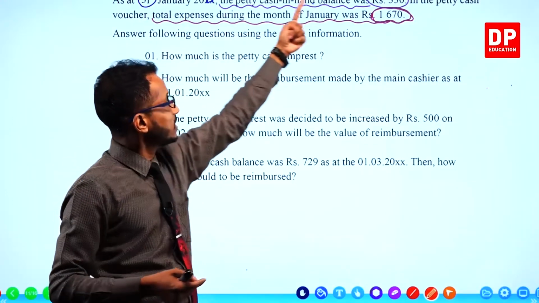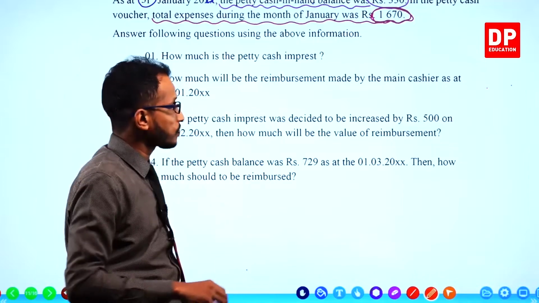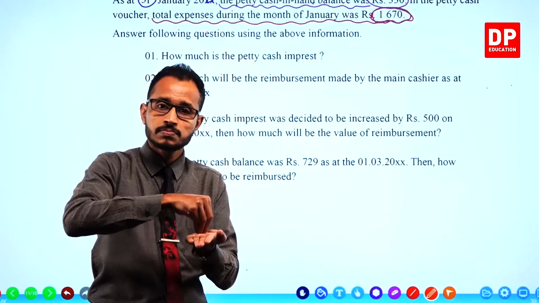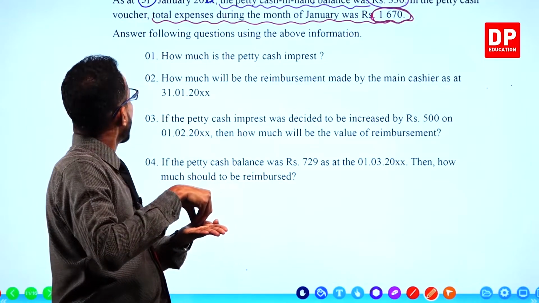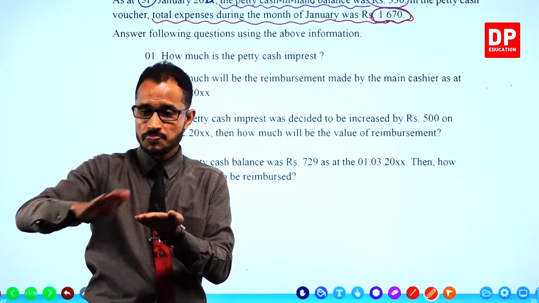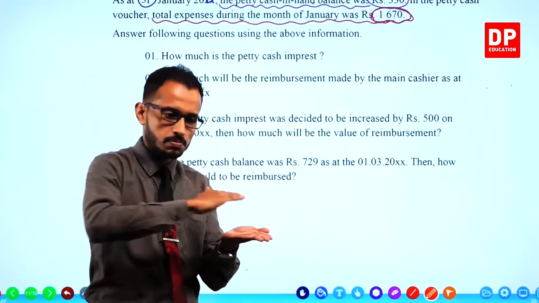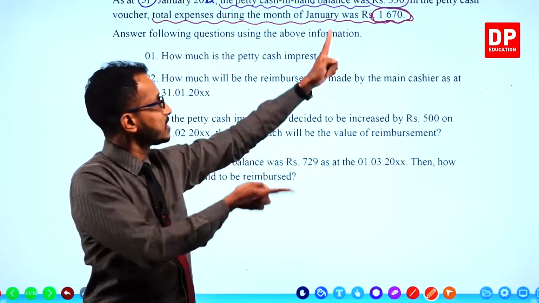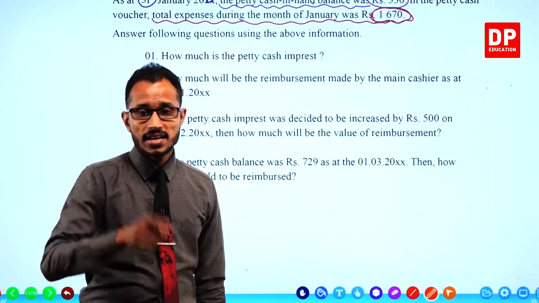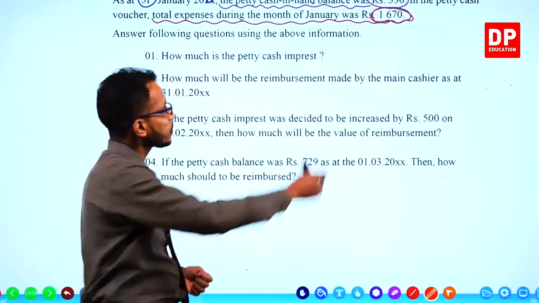If at the end of the month 330 was remaining at hand, okay, clear? 330 was remaining at hand, and during the entire month, 1,670 expenses has been done. Spent 1,670. What was the total at hand at the beginning of the month? That is the imprest amount.